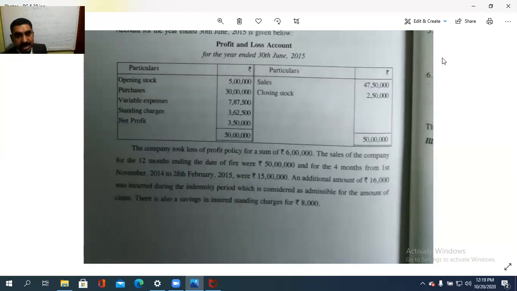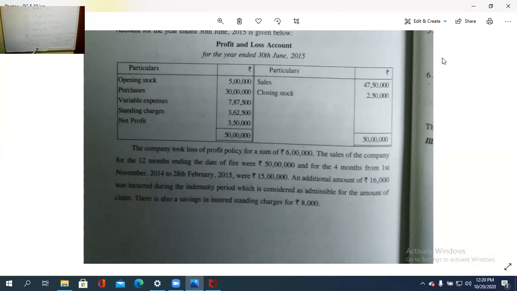അപ്പം മൊത്തം സെയിൽ 12 മാസത്തെ 50 ലക്ഷമാണ്. And for the 4 months from the 1st November to the 28th February 15 lakh. But short sale okay. Then an additional amount of 16,000 was incurred during the indemnity period. So that is the additional admissible expenses, which is considered as admissible for the amount of claim. അതിനോട് അനുബന്ധിച്ച് അഡീഷണൽ ആയിട്ടുള്ള ഒരു എമൗണ്ട് കീപ്പ് അപ്പ് ചെയ്തിട്ടുണ്ട്, അതാണ് 16,000. There is also a savings in insured standing charges for 8,000. അപ്പം savings, see this one, any savings in insured standing charges, that also given in the question.